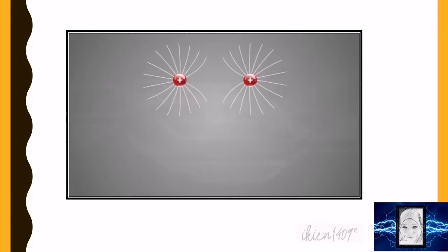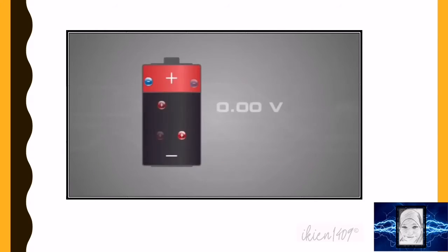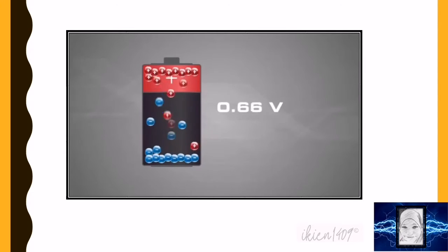Electrical charges generate a field around them. These fields of force repel and attract other electrically charged particles. Like charges repel, and opposite charges attract. When enough of these charged particles are separated, a potential difference is created.